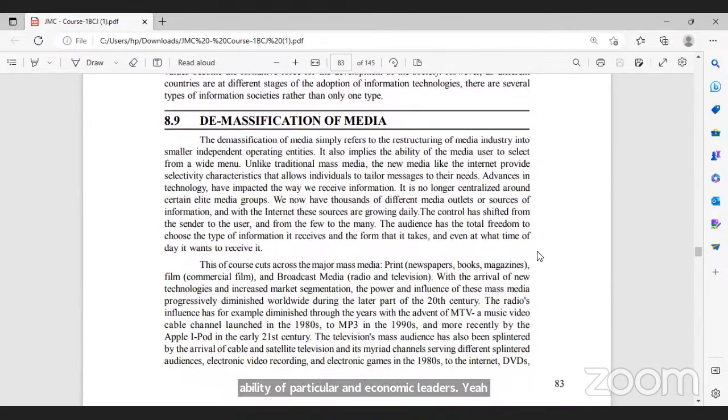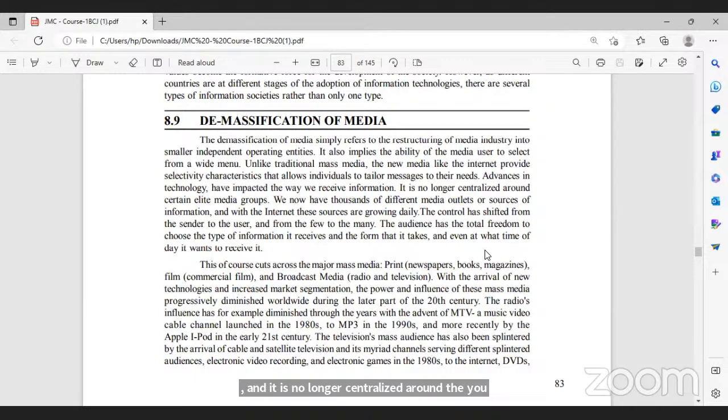So now we have demassification of media also. When we say demassification, it simply refers to the restructuring of the media industry into smaller independent operating entities. It also implies the ability of the media user to select from a wide menu. Unlike traditional mass media, new media like the internet provide selectivity characteristics that allow individuals to tailor messages to their needs. Advancement in technology has definitely had an impact on the way we are receiving information, and it is no longer centralized around elite media groups.